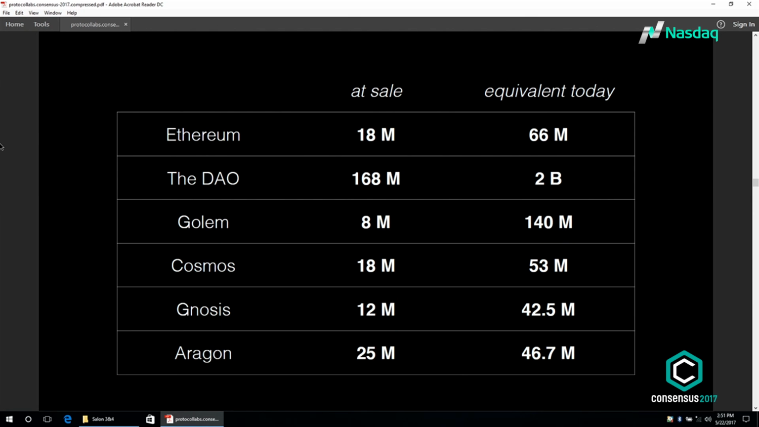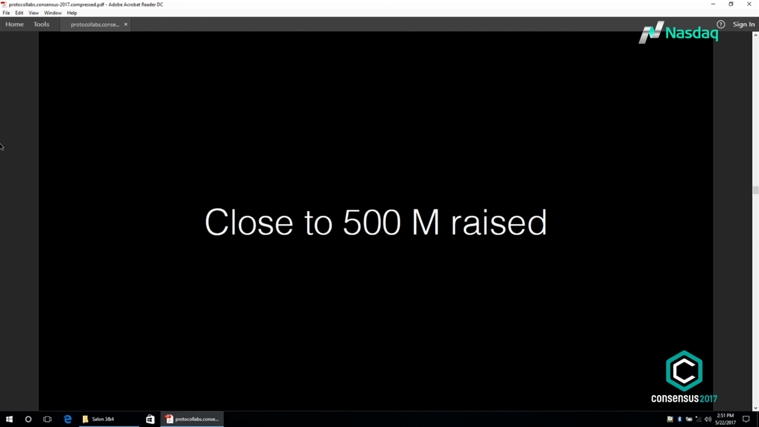Think about the DAO, $2 billion. That's a lot of money. The thought, though, is close to 500 million at time of sale have been raised with this. And to put that in perspective, I think in 2015, YC put out stats about all its startups, and they'd raised, I think, a combined total of 7 billion through 10 years. So 10 years of YC, 7 billion total. So these sales have raised a 14th of that in, I think, 2, maybe 3 years.